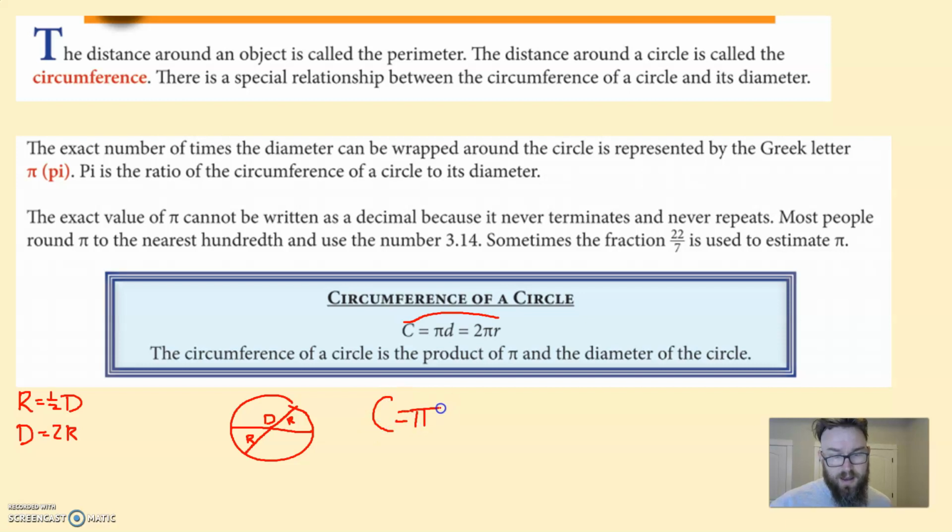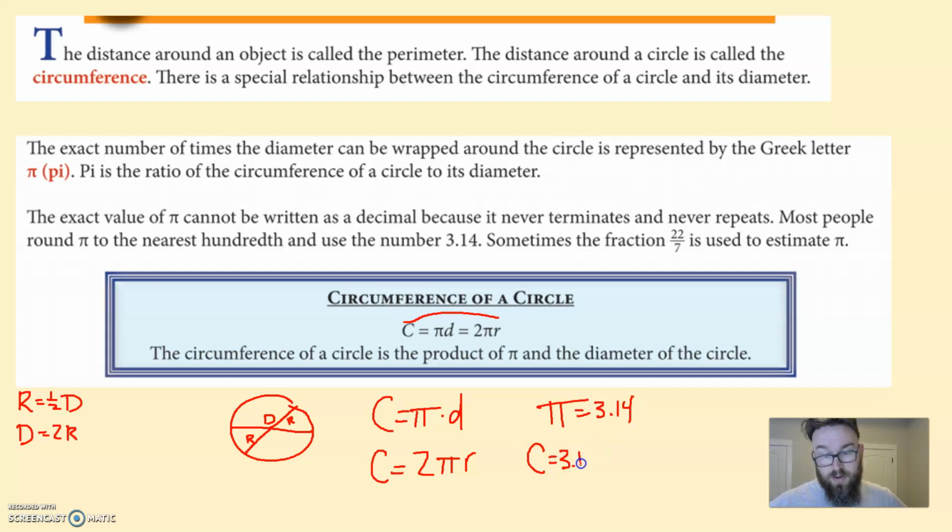Circumference is pi times diameter, or circumference is 2 pi r, which once again, that's because a diameter is 2 radiuses. So 2 times r is the same as just diameter. Now, one other thing to note, we will, throughout this unit, instead of pi, we will write it as 3.14. So you can kind of think of circumference as 3.14 times the diameter, or circumference equals 2 times 3.14 times r. Okay, so that's the circumference piece.